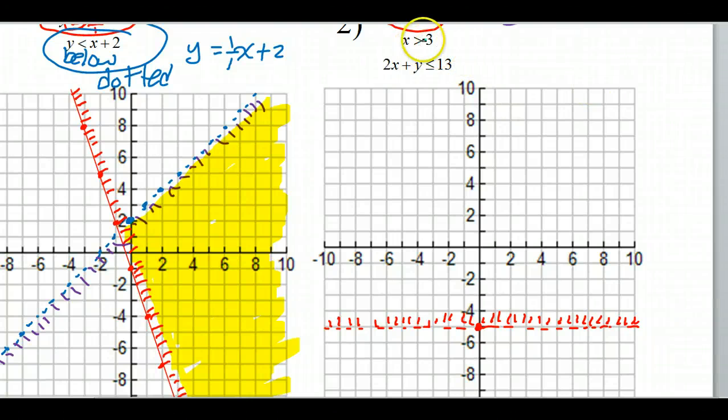Okay? Now let's do the other one. Let me switch to blue. Okay, when I see that equation, in my mind I'm thinking x equals 3. Okay, now Mr. Scott, yes, sir. How do I graph the line x equals 3, sir?